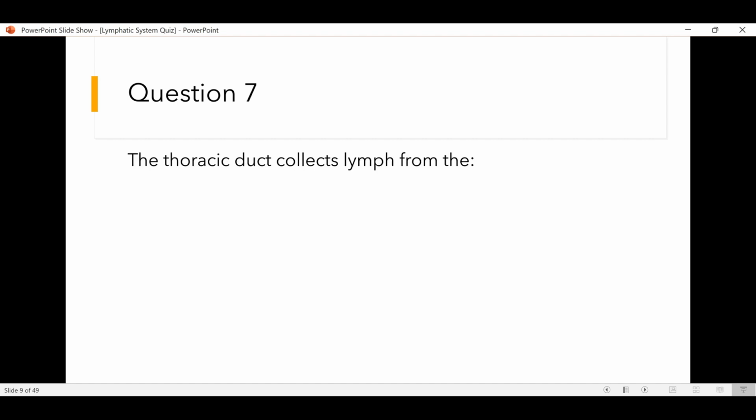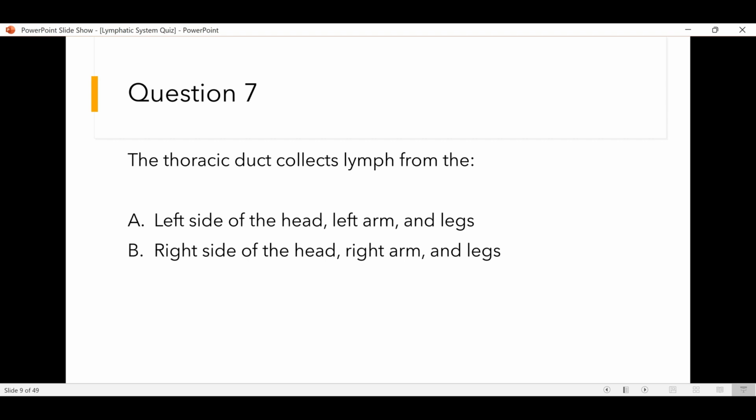Question 7. The thoracic duct collects lymph from the left side of the head, left arm and legs, right side of the head, right arm and legs, upper body, lower body.